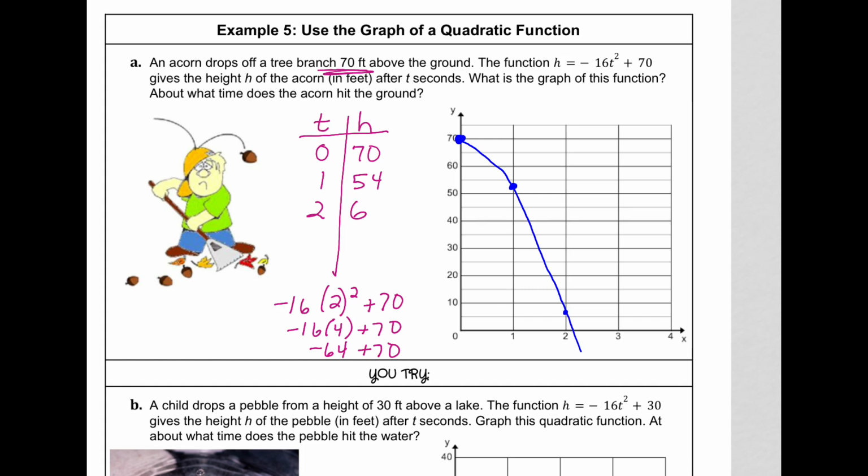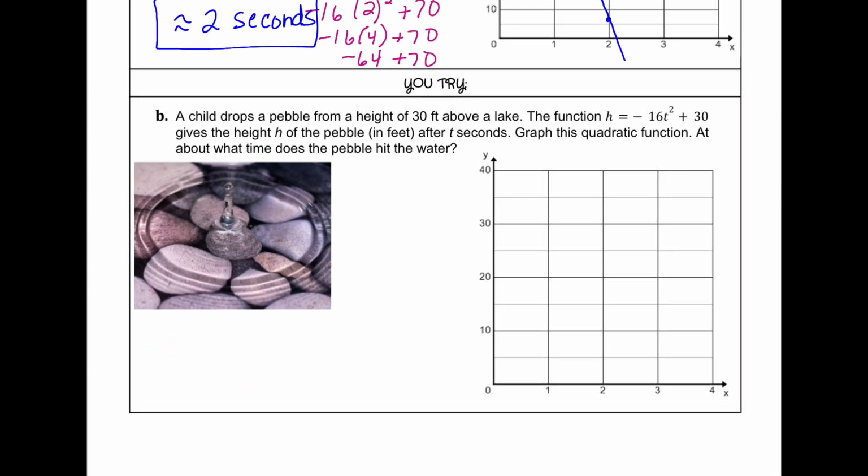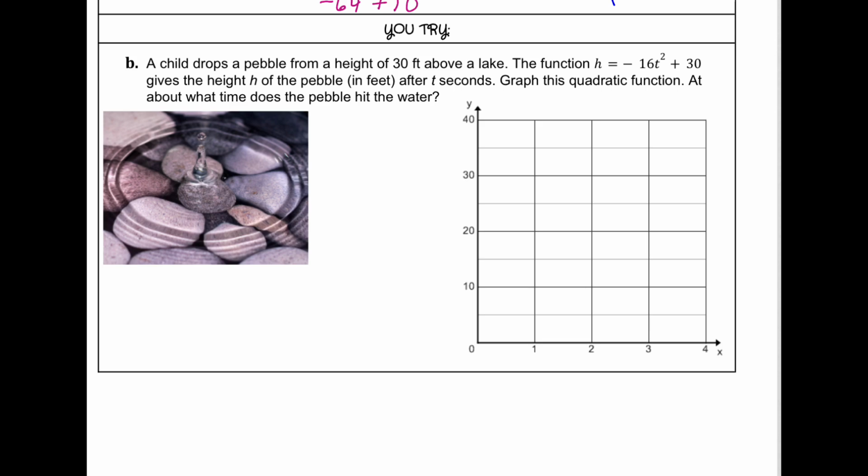Now, if these are just seconds, we're just looking for approximately. So the acorn would land at approximately 2 seconds. It's probably going to be a little bit more, but we're just going to say about 2 seconds because it's pretty close. Now, if we went to 3, we'd end up in the negatives, and we can't really have negative height in this case. Because we're talking about the ground, and they wanted to know about what time the acorn hits the ground, it hits the ground in about 2 seconds. So that's what we're wanting for those. So go ahead and try the you try, and then come back and check your work.